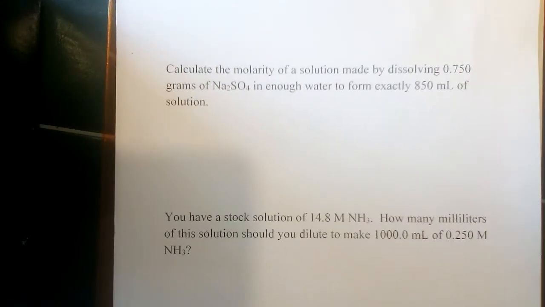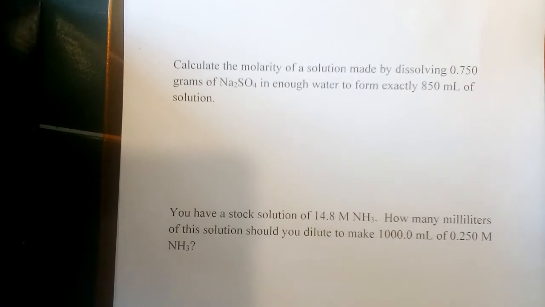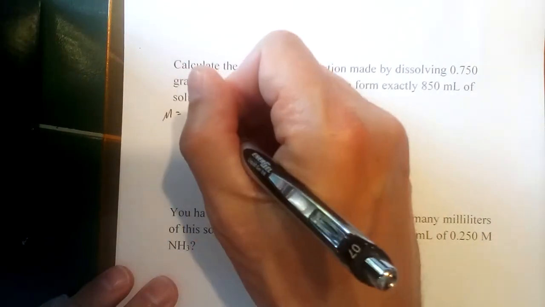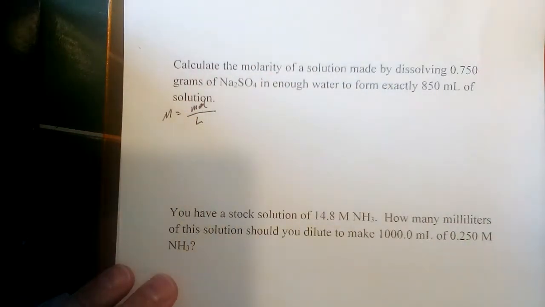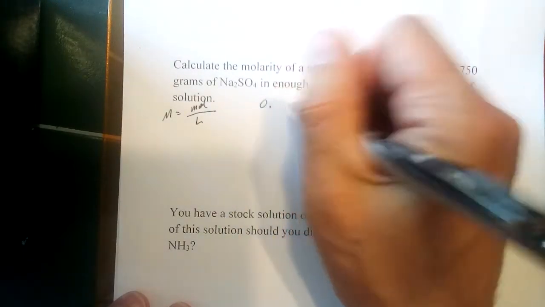Okay, here's another example. We want to calculate the molarity of a solution made by dissolving 0.750 grams of sodium sulfate in enough water to form exactly 850 milliliters of solution. So here again, calculating molarity, we just need to know our definition. Molarity is going to be moles of solute over liters of solution. We don't actually have either of those right here, but we should be familiar enough with how to get there.